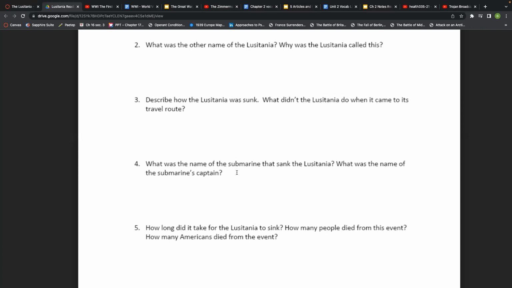U-20. Yep, good job. Did you get the captain's name? Yeah, Walter, last name. No. Okay. Schweiger? All right. Schweiger. Yeah. Good.